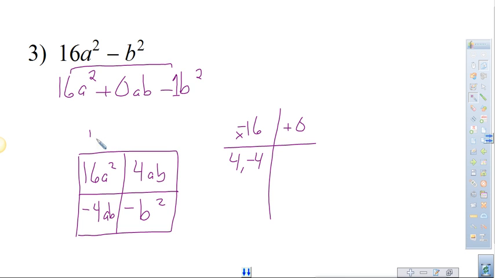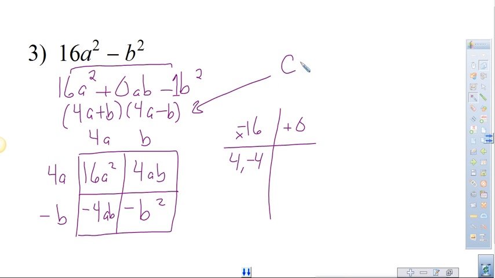First column, we can take out a 4A. Second column, we can take out AB. This guy, we can take out a 4A. This guy, we can take out a negative B. So, what we have here is 4A plus B and 4A minus B. Ding, ding, ding, ding! Did you notice? It is a conjugate.